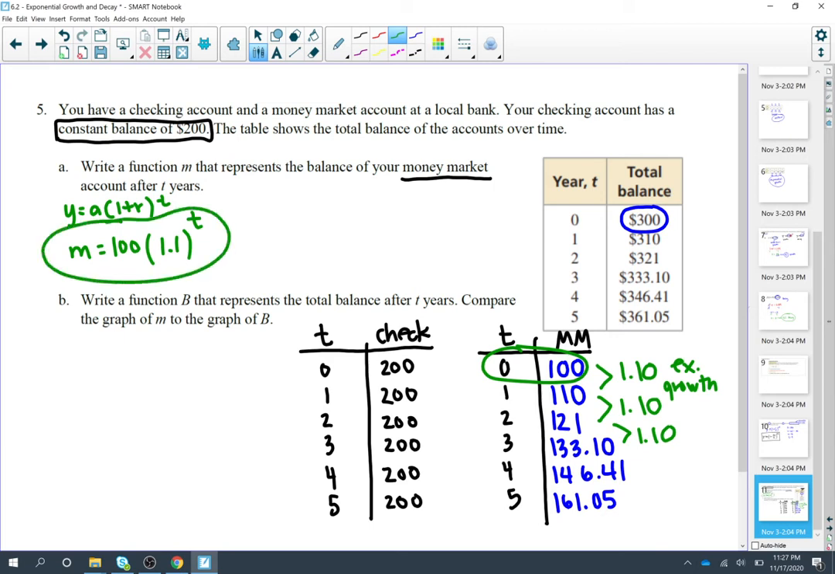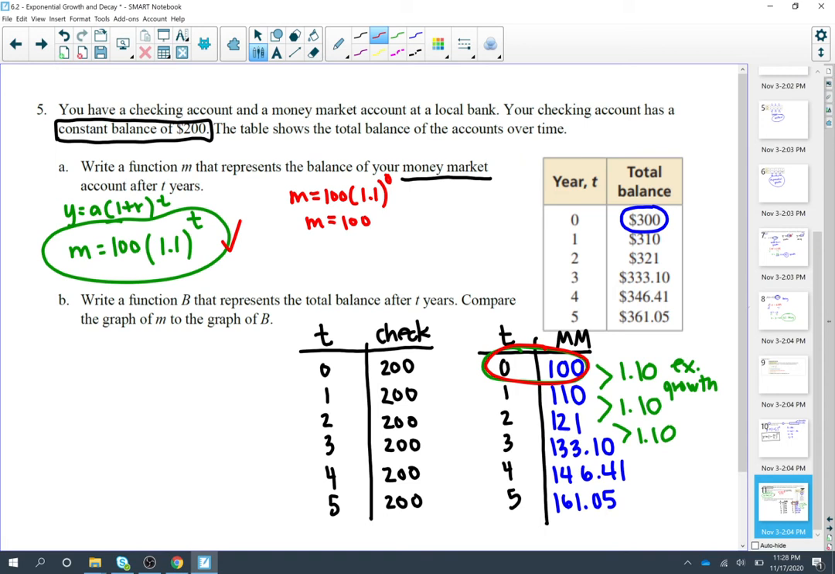It's always a good idea to check your function. I'm going to check it with this point right here, so I'm going to substitute in 0. If I do m equals 100 times 1.1 to the 0, grab your calculator, 100 times 1.1 to the 0 is 100. So I substitute 0, I get out 100. Check. That's your function for your money market account.